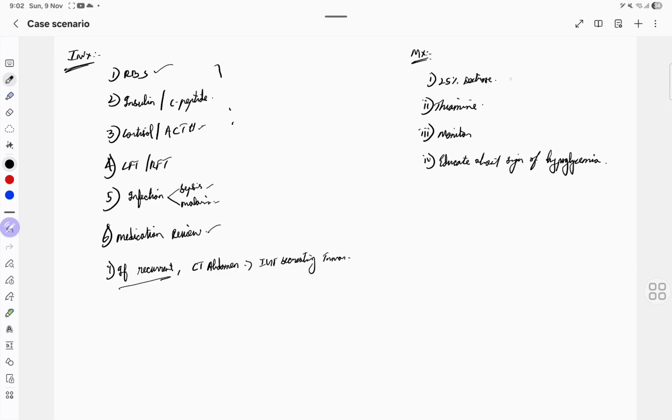Management: we will give 25% dextrose, plus if the patient is alcoholic, give thiamine supplement along with the 25% dextrose, monitor the patient and educate about the signs of hypoglycemia.